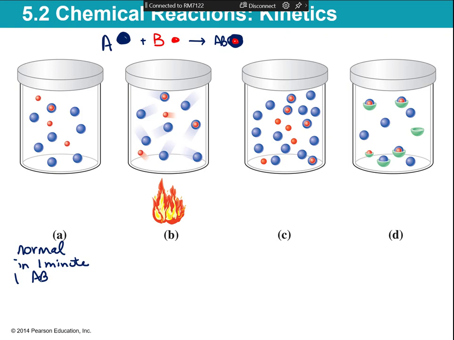But how did B, first off, looking at B, how many products do you see? Two. So we're going to say it's the same period of time. This is also in a minute. So I have more product. So that means this reaction must have happened faster. I have sped up the rate. So how did they do it? With fire, with heat. Okay, so we're going to add heat. So that is what that represents, the little flame. So I'm going to heat the molecules up.